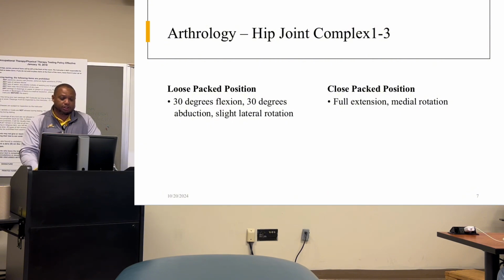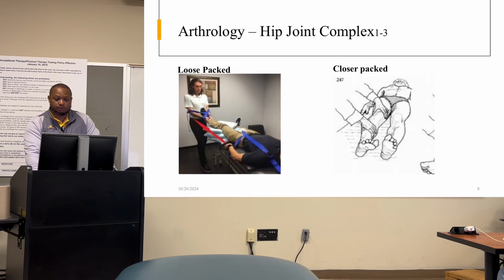The loose pack position of the hip is 30 degrees of flexion, 30 degrees of abduction with slight lateral rotation. And the closed pack position is full extension and medial rotation. So these are visuals of those. In this picture, this is why the therapists have those pillows to put the person in the loose pack position with some external rotation.